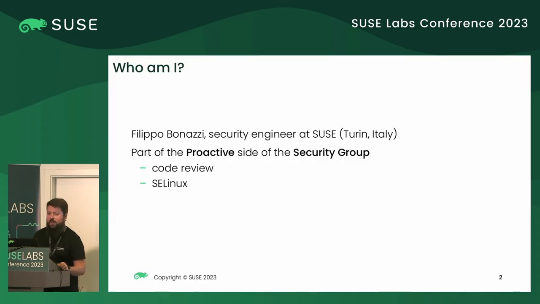So who am I? I'm Filippo Bonazzi. I'm a security engineer here at SUSE. I work out of home in Turin, Italy. And I'm part of the proactive side of the security group. The security group does a lot of things. I mainly do code review, code audits, and so on, but mainly SELinux stuff.